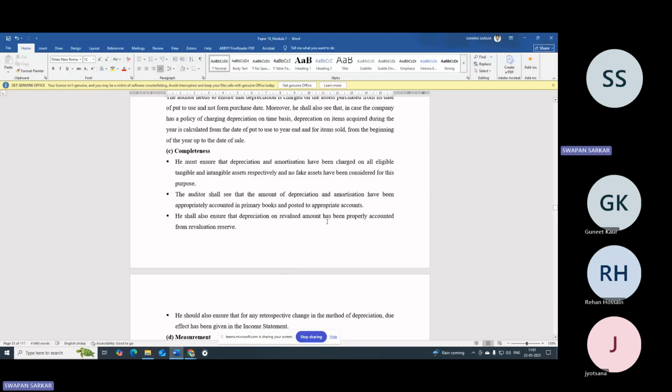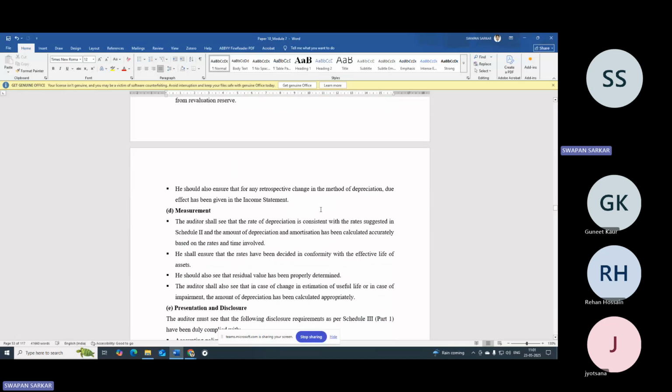The auditor shall see the amount of depreciation and amortization have been appropriately accounted in the primary books of accounts and then posted to the appropriate ledger accounts. And he shall also ensure the depreciation on revalued amount has been properly accounted for from revaluation reserve. He should also ensure that for any retrospective change in the method of depreciation, due effect has to be given in the income statement.